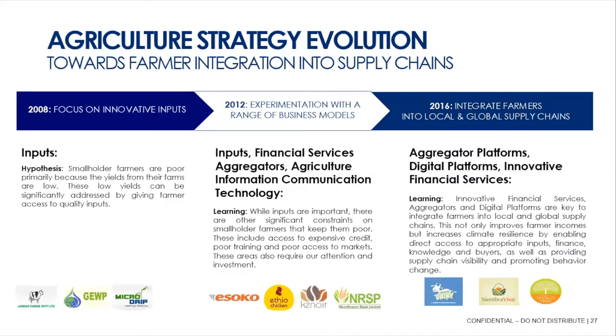We started investing in inputs and soon realized that just investing in inputs like high quality seeds or perhaps irrigation pumps really did not alleviate the challenges that farmers were facing. And it actually did very little to improve incomes. Farmers still faced expensive credit, no training, and little access to market. So these issues required our attention as investors. And so then we moved towards a strategy to better integrate farmers into local and global supply chains.